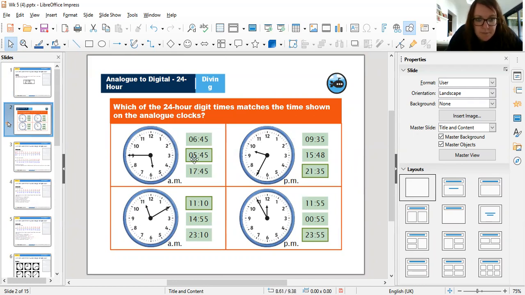So this is just a quick revision of what we have been doing for the past 2 weeks. Remember, don't panic. Use the thing that you've just drawn, the clock. This one does say 5:45, 21:35, which is 25 to 10, 10 past 11, and 23:55. You will see PM and AM. Okay, remember, if you're not sure, go back to your clocks.